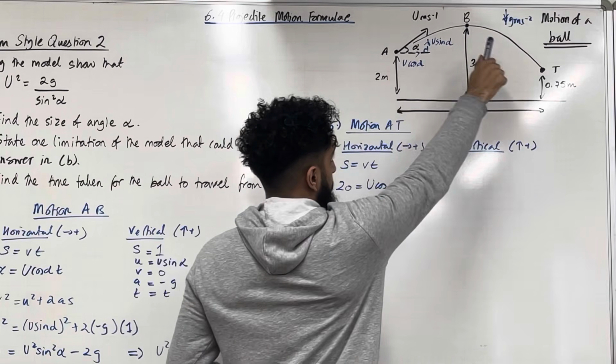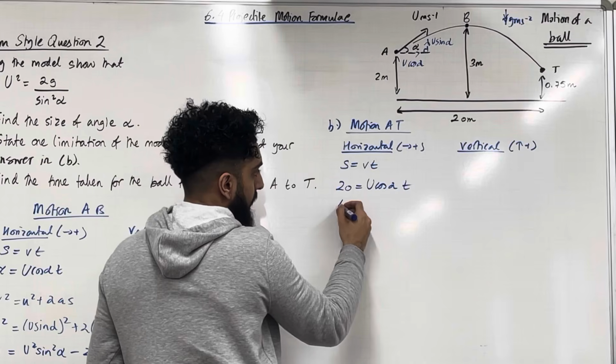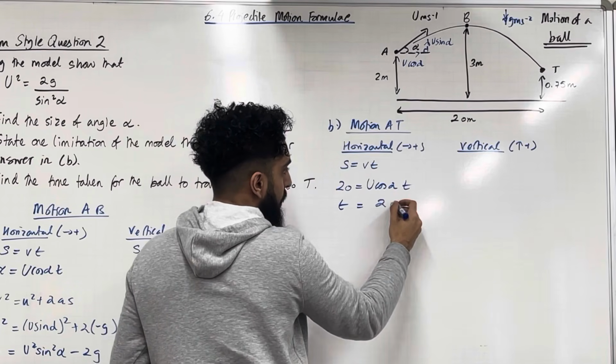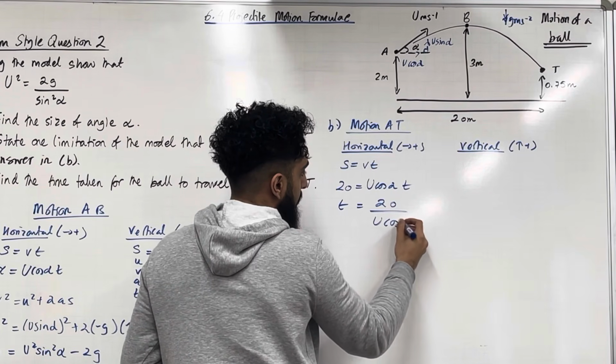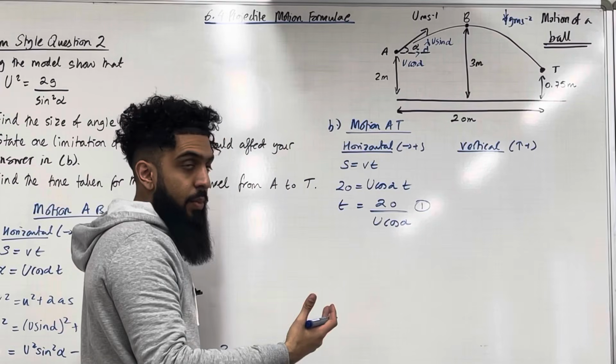The time taken for the ball to reach T we don't know, so we can just label it as lowercase t. So now I can make t the subject. This gives me t equals 20 over u cos alpha. Equation 1. Now for the vertical we have SUVAT.